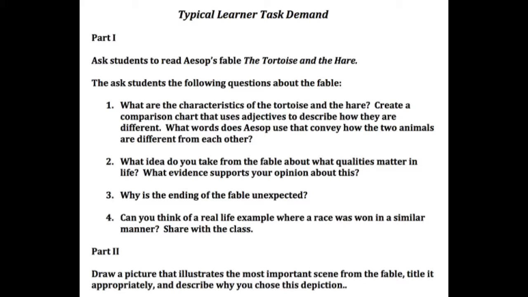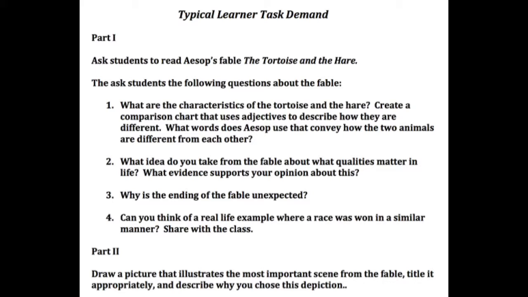Which is a wonderful way to include those higher level thinking skills. Now they're evaluating the effectiveness of the story. Part 2 is where you see the differentiating really happening, though. Your typical learner will be given one project.